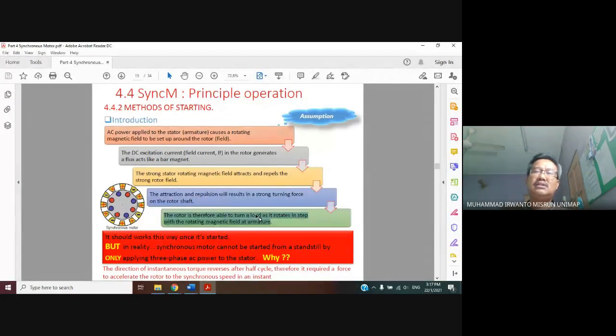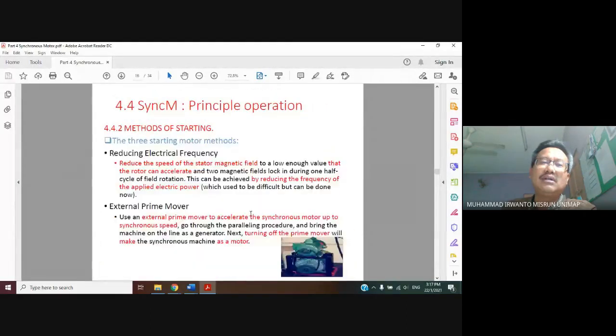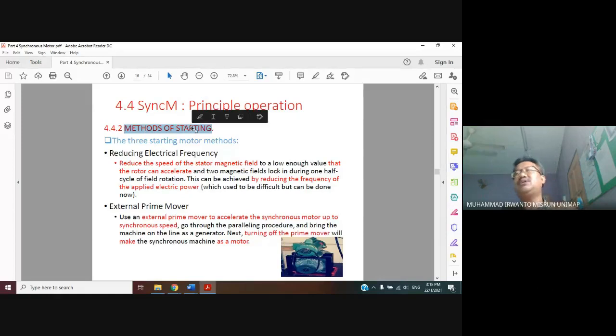This is how the rotor can rotate, couple together to the load, and then the load can move. But we have to help the rotor to move. This condition we call the starting method, the starting method to move the rotor of the synchronous generator or synchronous motor.